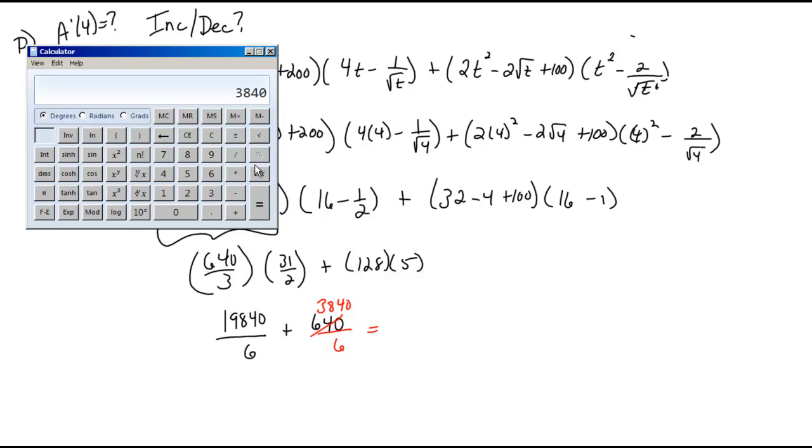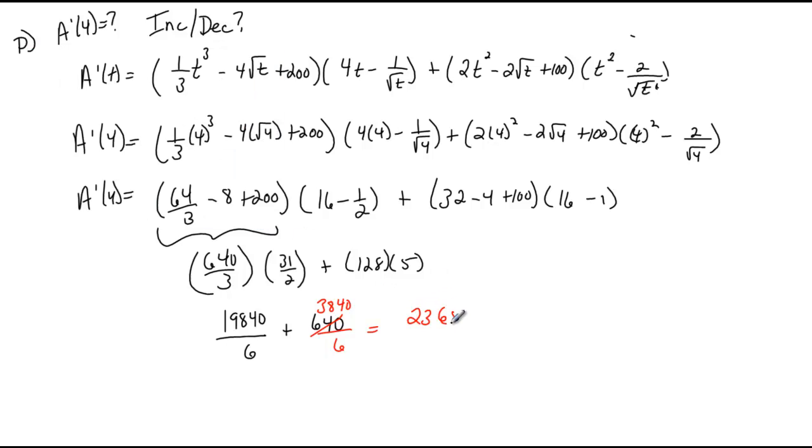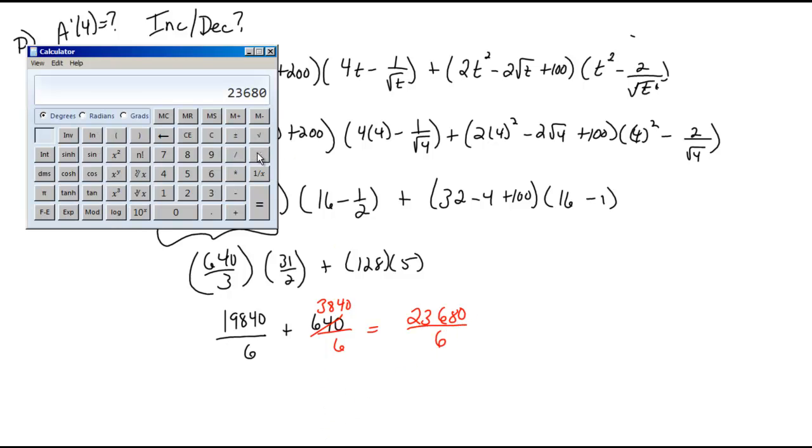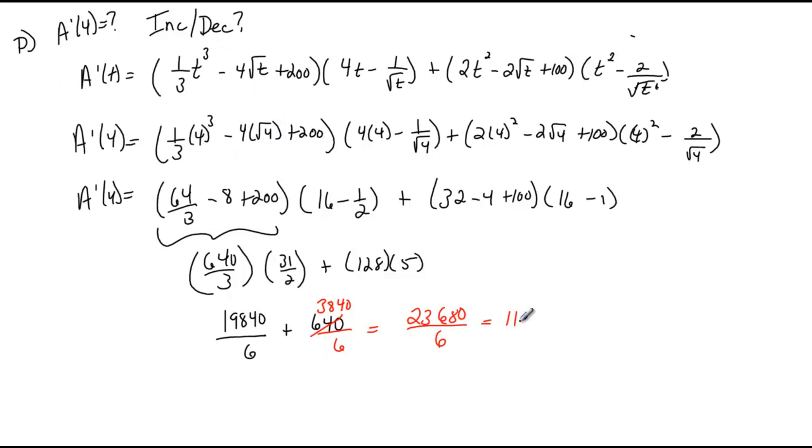3,840 plus 19,840 gives us 23,680. 23,680 all over 6. Let's make sure I did that right. It won't divide evenly by 6, so we can reduce 23,680 by a value of 2. So we get 11,840 all over 3. Notice this is going to be a rate of change.